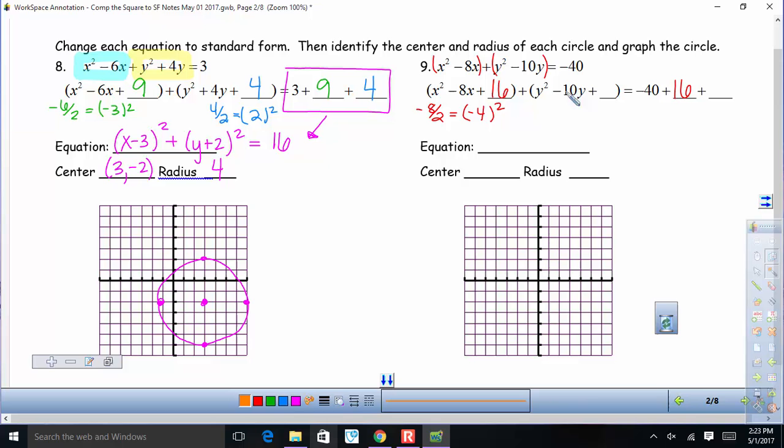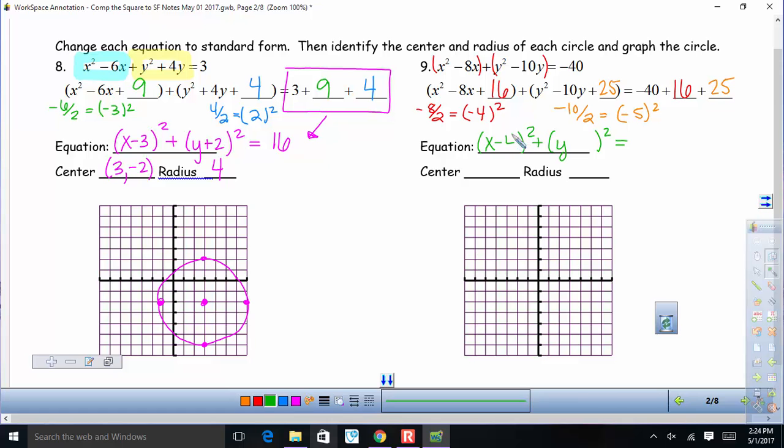So we put 16 on our left-hand side, 16 on our right-hand side. We do the same for y. We take -10, divide it by 2. That gives us -5. We square that to get 25. So we put 25 on the left-hand side, 25 on the right-hand side. Okay? Then we factor, or write our equation. We know we're going to have parentheses x with something in it squared plus parentheses y with something in it squared equals r squared.